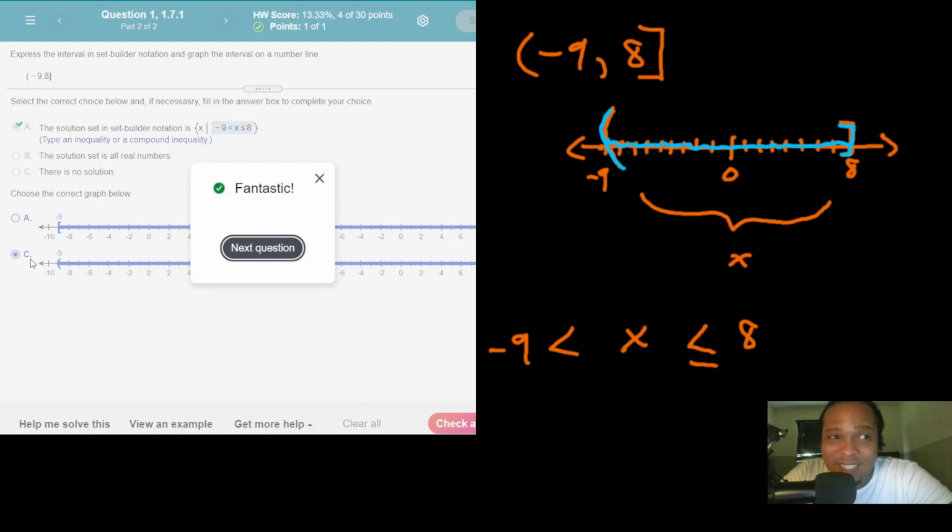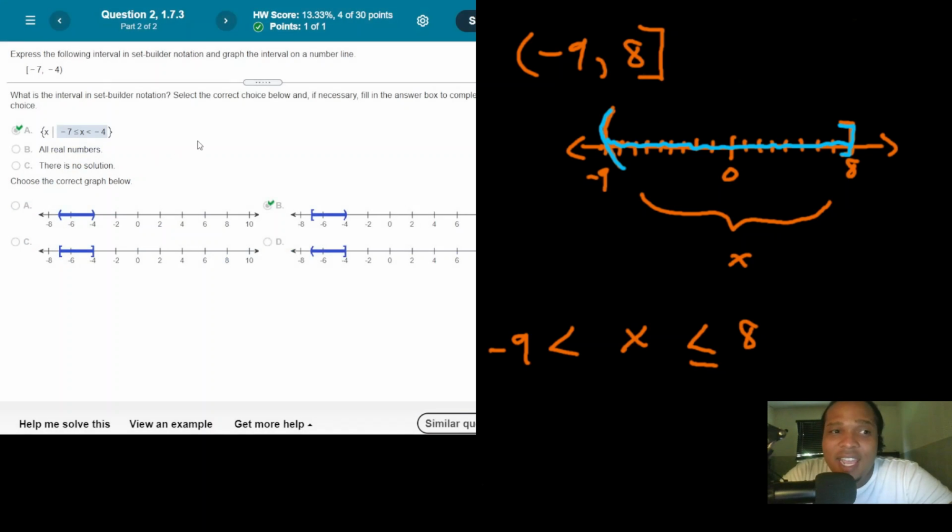Let's take those foundations that we established and just go from here. See, I already did this one. You see, X is going to be in between -7 and -4. So you go ahead and put your X in the middle. Make sure you put your bracket right there. So yeah, that's going to be the answer for this one.